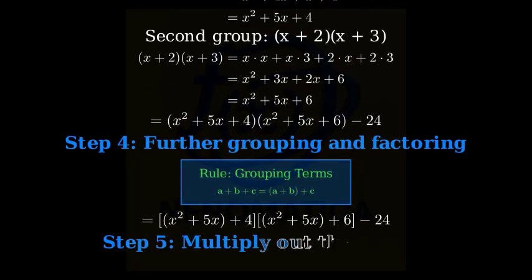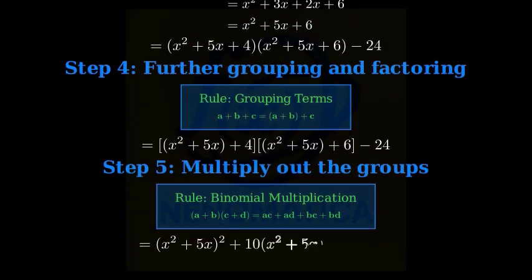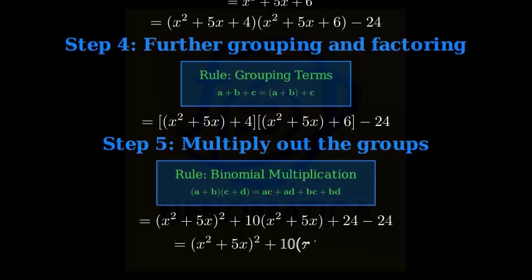Now, we'll multiply out these expressions. When we multiply x squared plus 5x plus 4 and x squared plus 5x plus 6, we get x to the fourth plus 10x cubed plus 35x squared plus 50x plus 24. This simplifies to the same expression minus 24, which further simplifies to x to the fourth plus 10x cubed plus 35x squared plus 50x.